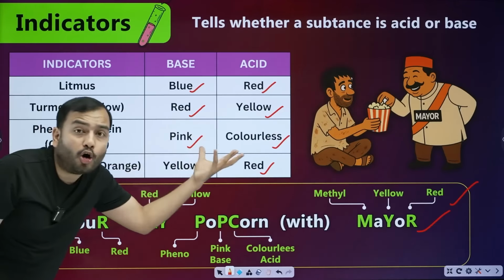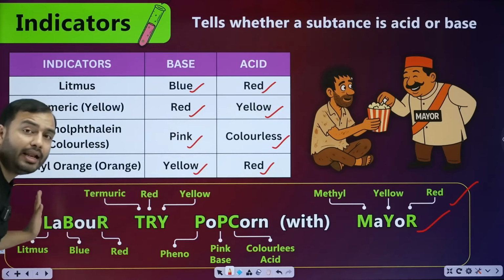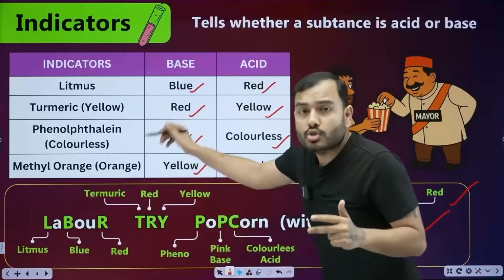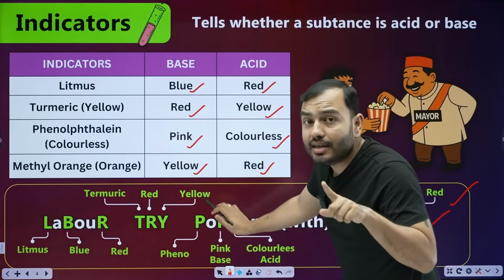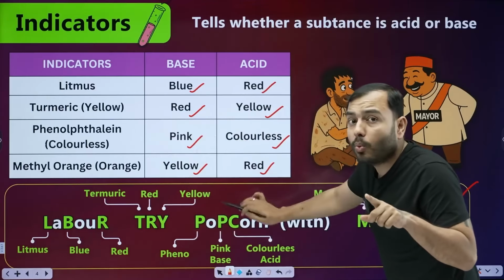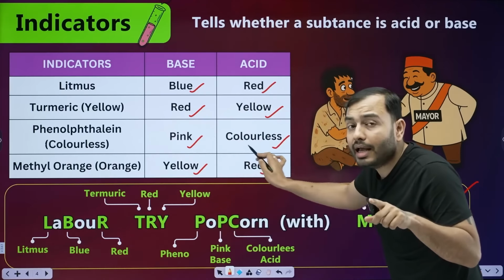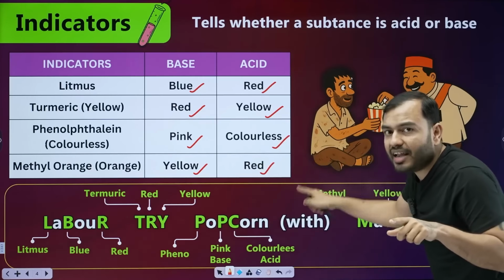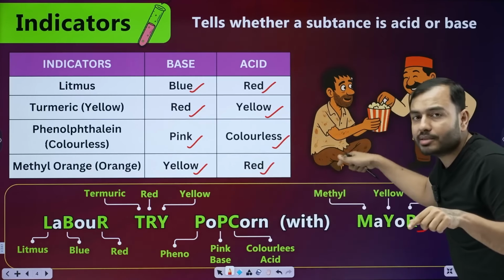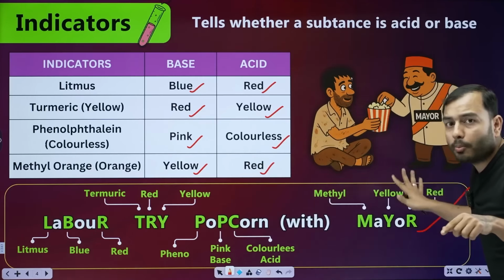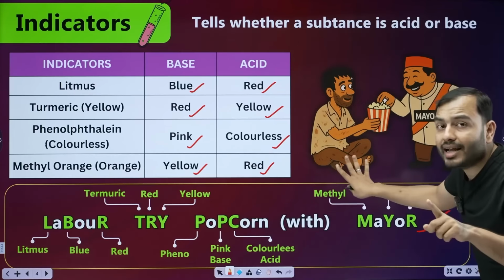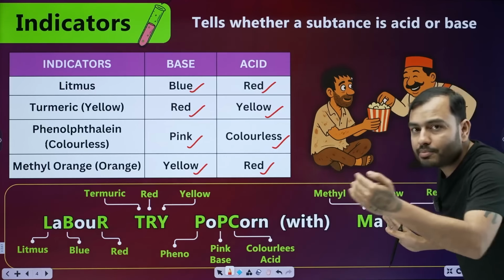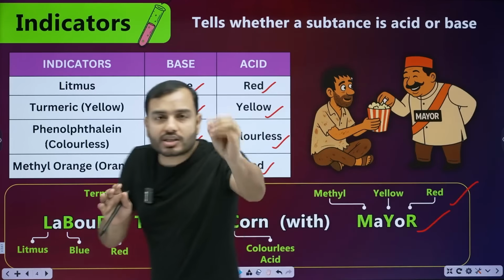Try popcorn with MYR. LBR: L litmus, B blue, R red. So blue in base, red in acid. TRY: T turmeric, R red, Y yellow. So turmeric is red in base, then in acid it's yellow. Popcorn, PPC: phenolphthalein, pink, colorless. Pink in base, colorless in acid. MYR: M methyl, Y yellow, R red. Means yellow in base and red in acid. Can you remember it? Pause and memorize it.